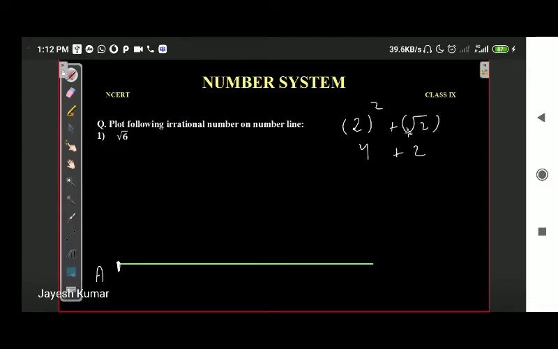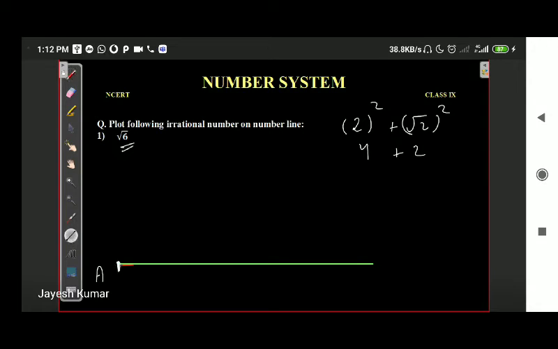So in order to plot under root 6, we need a triangle whose one side is 2 centimeter and another side is under root 2 centimeter. We already know how to plot under root 2, so I am going to repeat the same procedure.